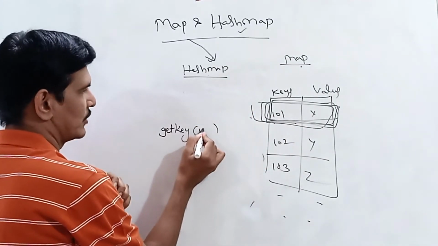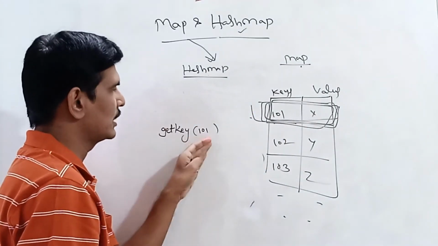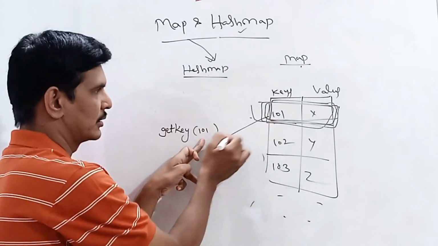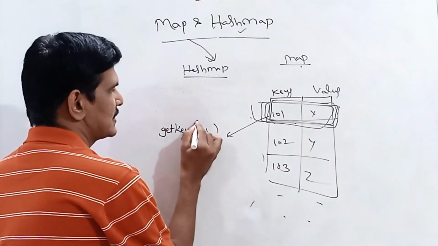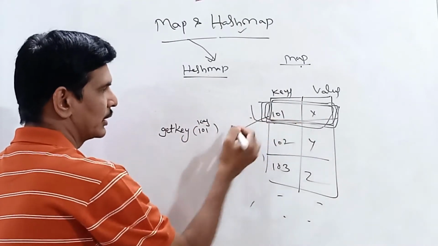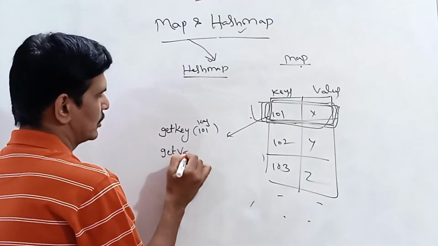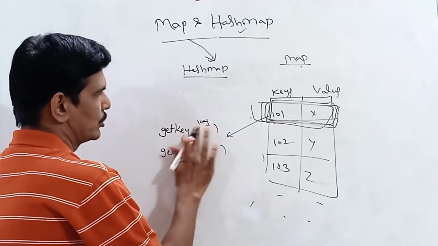So when I pass a key value to getKey, that will return the key. getKey is a method. And we also have one more method, getValue, and we don't need to pass anything here actually.